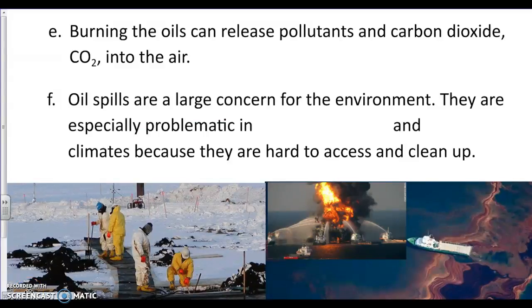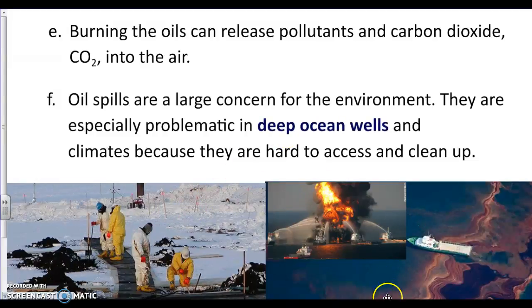We know this: burning oil and gas releases pollutants, carbon dioxide, into the air. That's one of our major issues. And then we all know that one of the biggest concerns with oil itself is oil spills. Okay, they're a large concern for our environment. They're especially problematic in the ocean, deep sea, right?